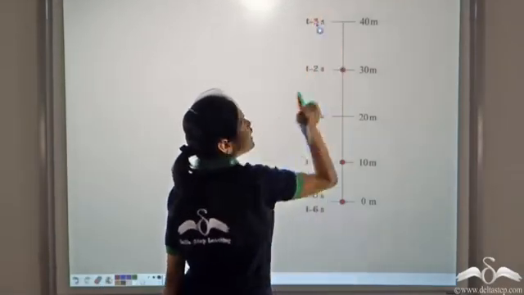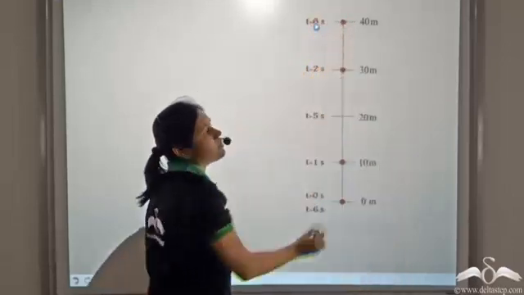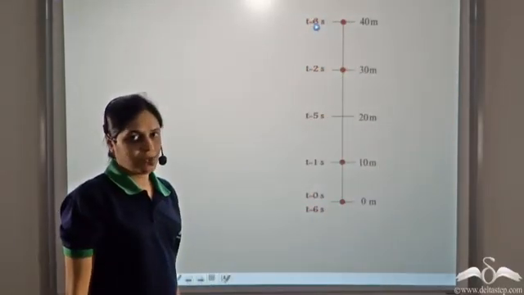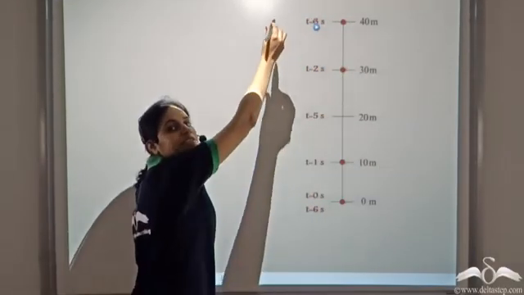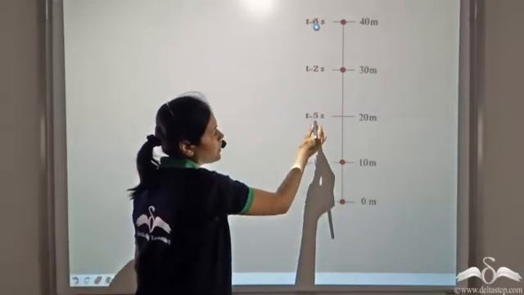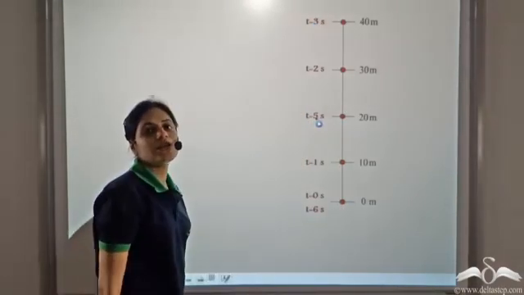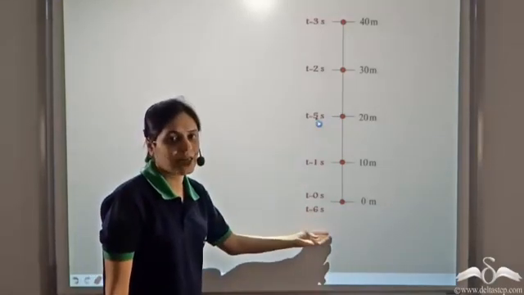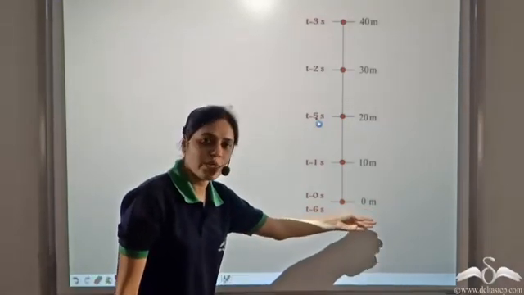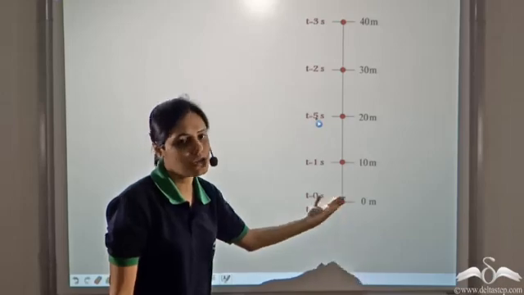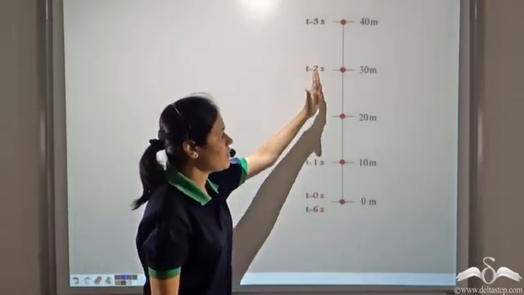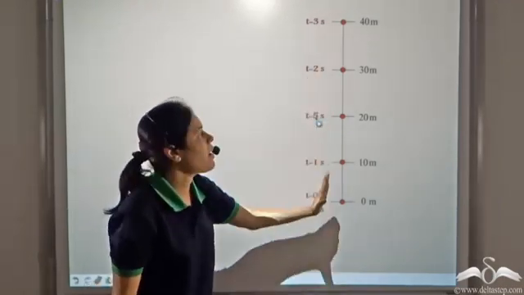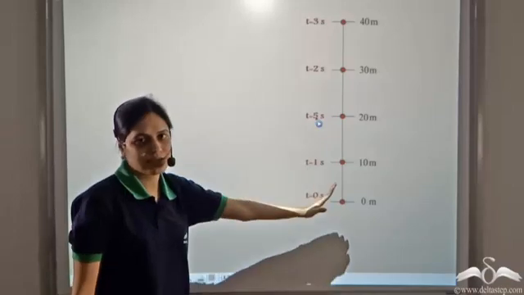At t equal to 3 seconds, the ball was at 40 meters. Then it started coming downwards. At t equal to 5 seconds, it was at 20 meters. And at t equal to 6 seconds, it came at 0 meters, that is from where it was thrown. So we take an axis and mark the points on this axis.